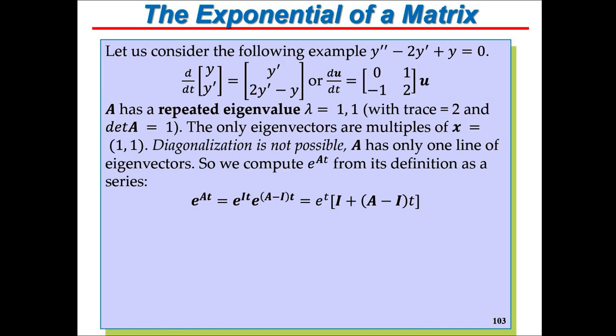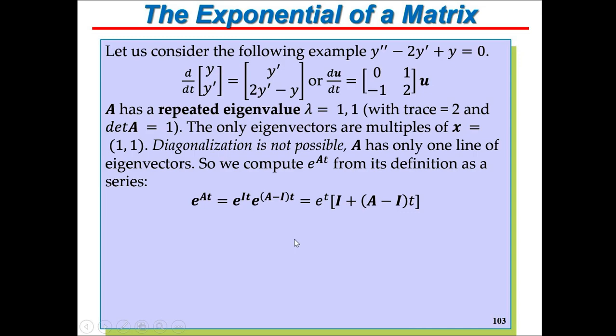So A minus I squared, just to see that A minus I squared is 0. And if A minus I squared is 0, the third power is 0, the fourth power is 0. So this expansion that you see here is correct. Okay? So e to the At is written as e to the power t times this matrix.